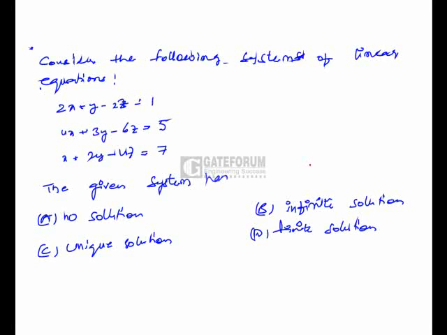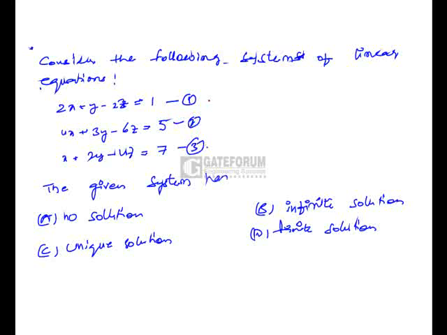Consider the following system of linear equations. 2x plus y minus 2z is equal to 1. The second equation is 4x plus 3y minus 6z is equal to 5. And the third equation is x plus 2y minus 4z is equal to 7. The given system has no solution, infinite number of solutions, unique solution, or finite number of solutions. Here three equations are given. Let us assume that this is 1, this is 2, and this is 3.